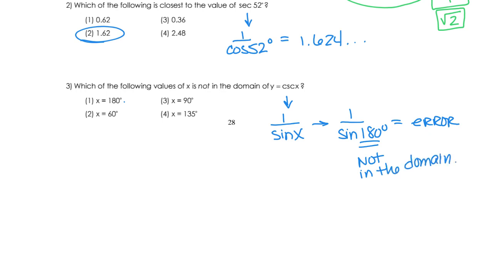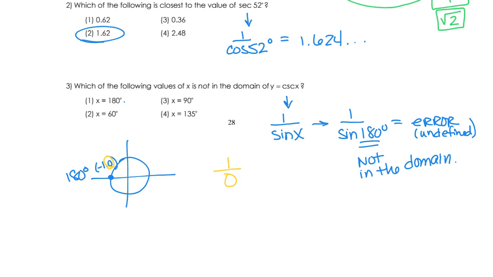When it gives you an error, usually this error means undefined. And the reason why it's undefined, if we think about it, on our unit circle, if we go to 180 degrees, which is over here, the coordinates of this point are -1, 0. Sine is the y-coordinate, so that would be 1 divided by sine of 180, which is 0, and that's how this becomes undefined. You can't divide by 0 in math. And so choice 1 is our answer.